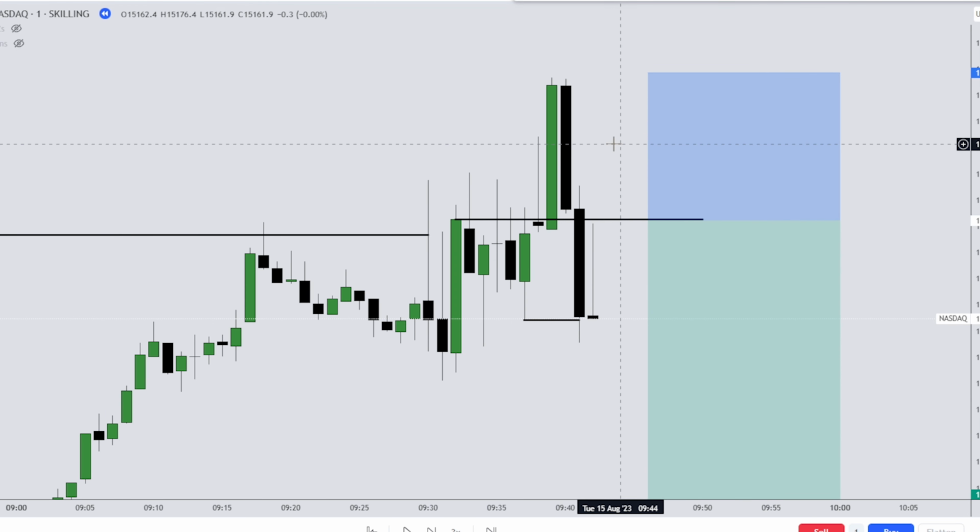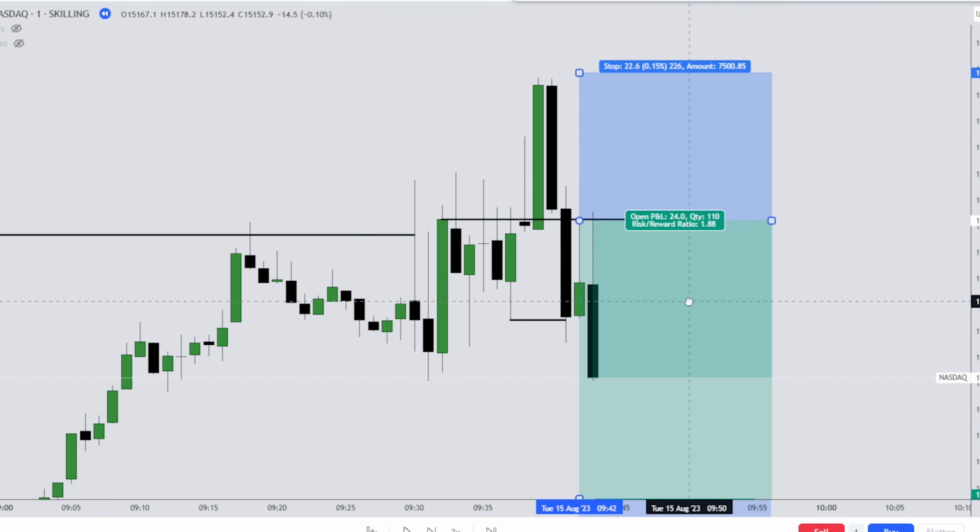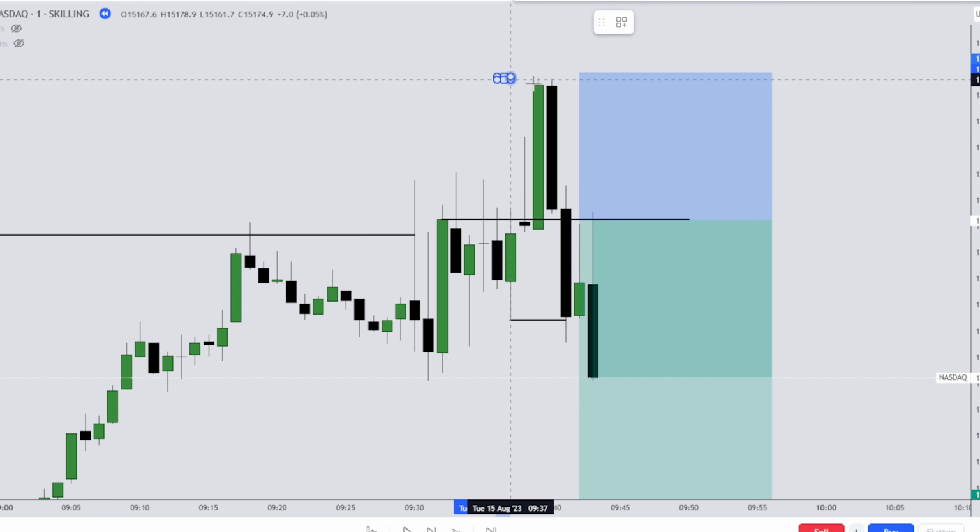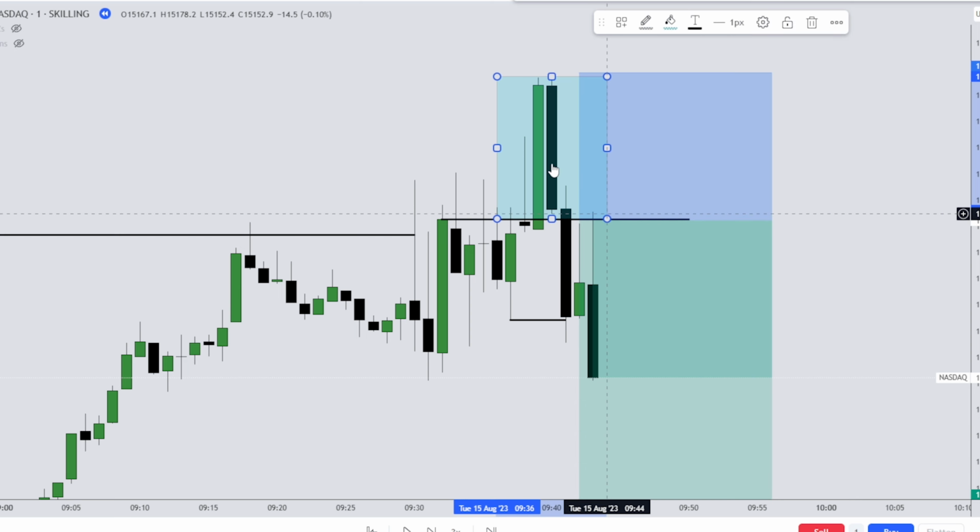And let's see how this plays out to the pip. You see the activation is to the pip. So this is the area that broke outside of the range.